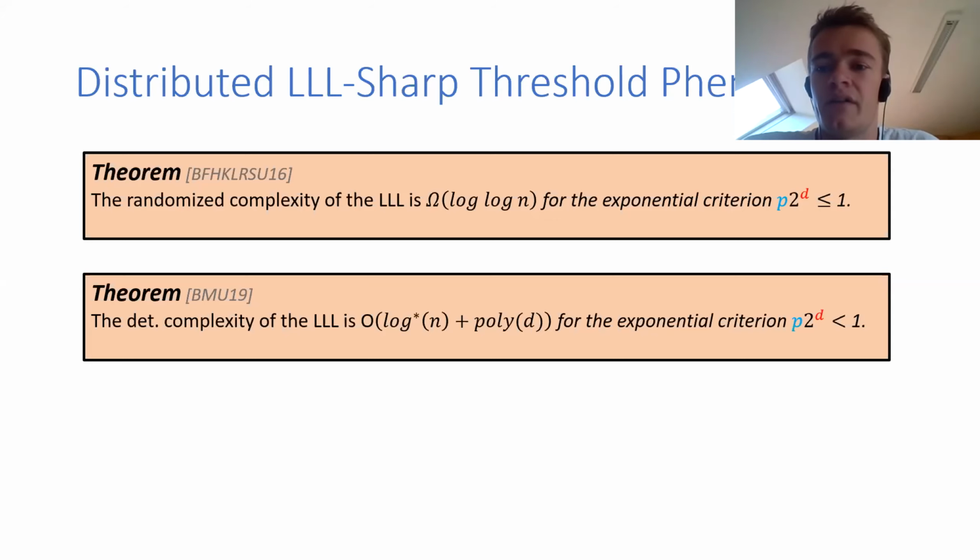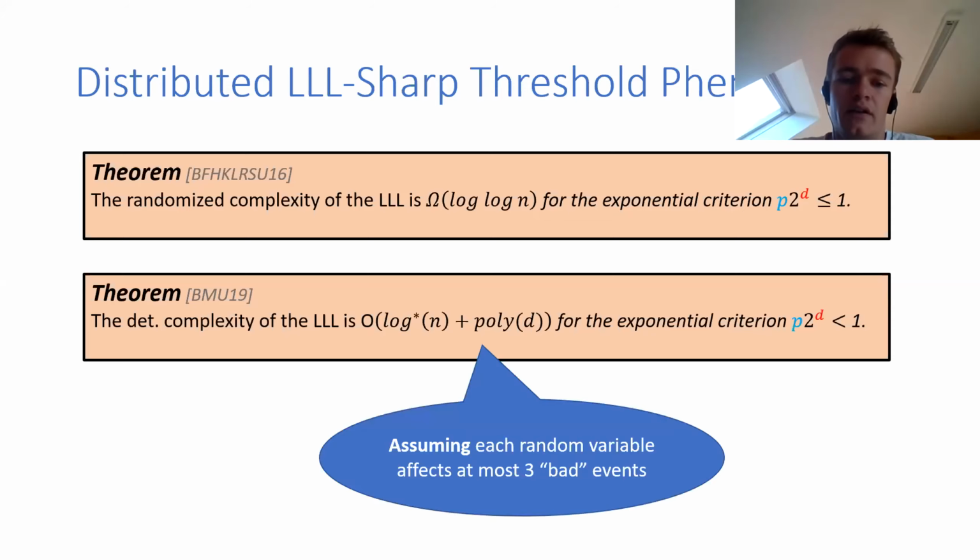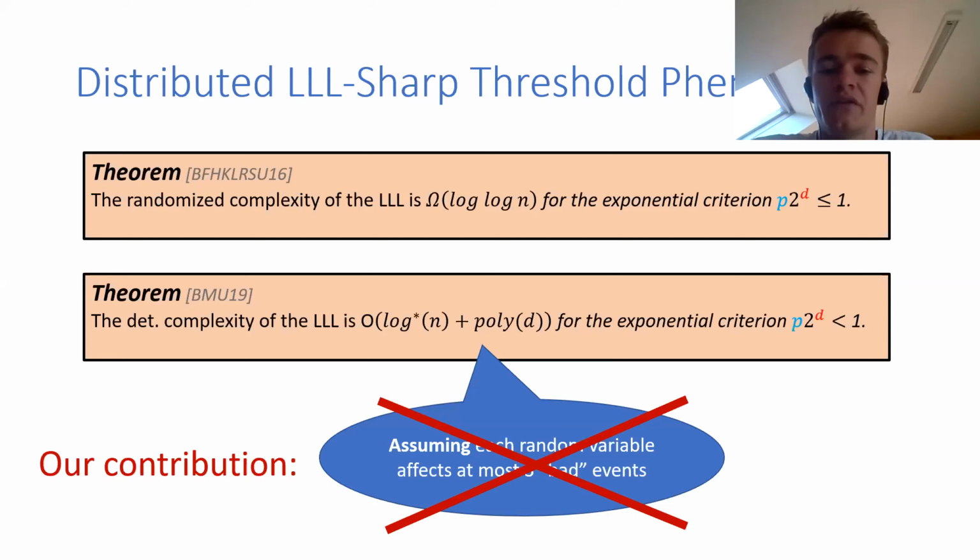So note that the two criteria are essentially the same. The only difference is that the less than or equal to 1 is replaced by a less than 1. However, there's a small caveat, namely Brandt, Maus and Uitto need to assume that each random variable affects at most 3 bad events. And so our contribution in the paper is that we show that this assumption is not necessary. And so the approach of Brandt, Maus and Uitto also more or less generalizes to when each random variable affects more than 3 bad events.